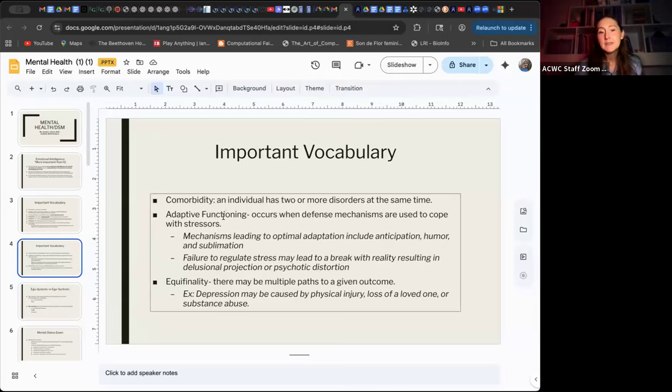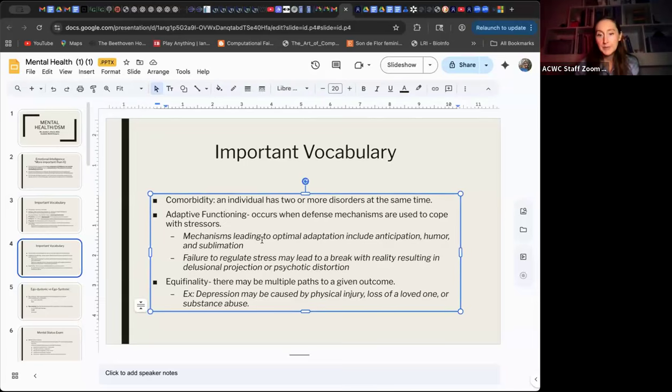Now, the one I skipped for a second was adaptive functioning. Adaptive is when we use defense mechanisms, but in a healthy way. So we're back to Freud as usual, right? Oh my goodness. Some of his defense mechanisms are not so healthy, but this is talking about them in a good way, the ones considered healthy. For example, humor would be considered according to them a healthy one.